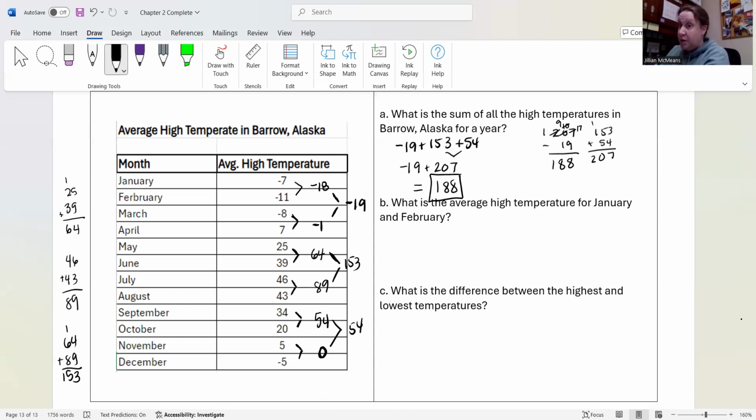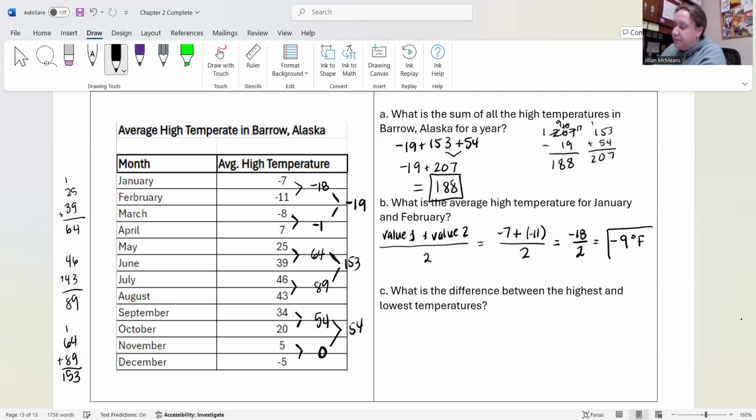So you may not remember this, but when you're finding the average of two numbers, you take value 1, you add value 2, and because we're looking at two values, we then divide by 2. That finds our average. So for value 1, we had -7. For value 2, we had -11. We want to take that and then divide by 2. Now, we already know that -7 plus -11 is -18. And then to find the average, we just divide it by 2. So we would say the average here is -9 degrees Fahrenheit.